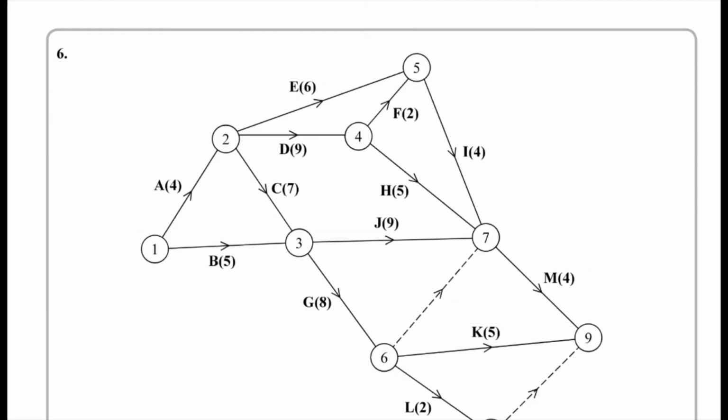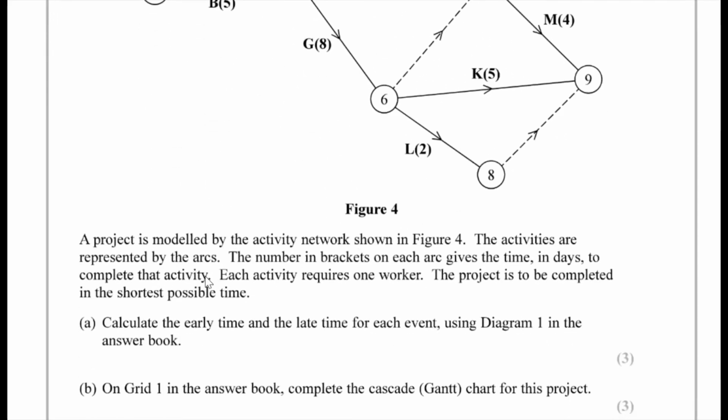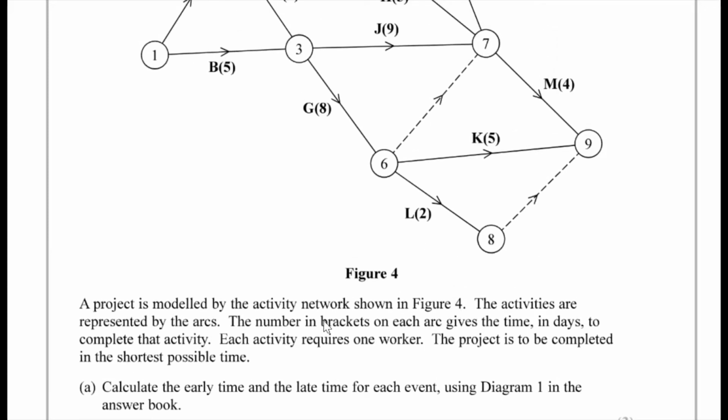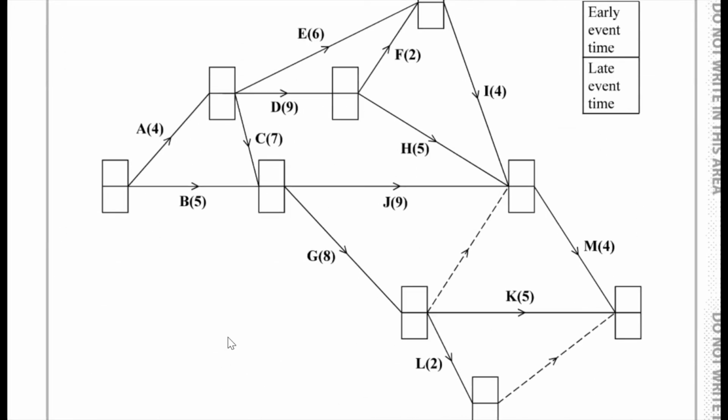Question number 6. We have over here a project is modelled by the activity network shown in figure 4. The activities are represented by the arcs. The number in brackets on each arc gives the time in days to complete that activity. Each activity requires one worker. The project is to be completed in the shortest possible time, and for part A, we have to calculate the early time and the late time for each event using diagram 1 in the answer book, which we've got over here.